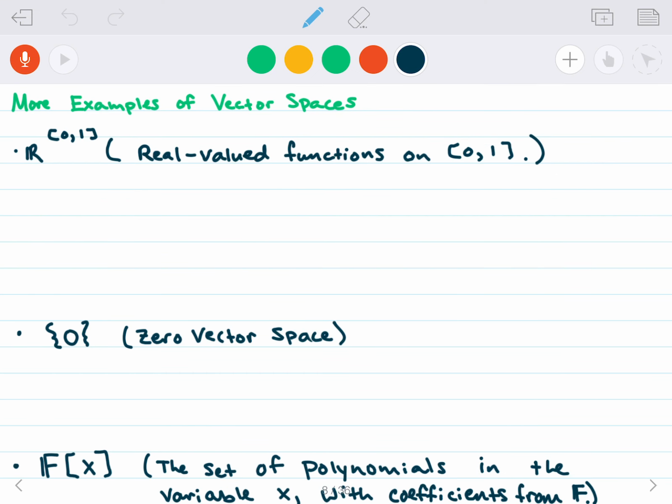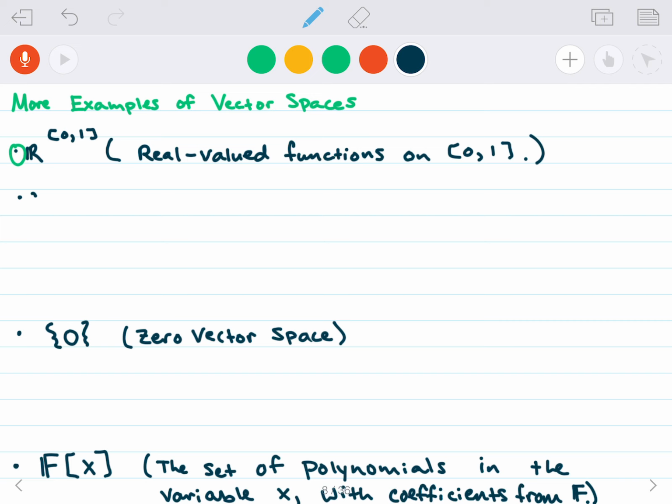So let's take a look at some more examples of vector spaces. As I mentioned, vectors don't have to be lists of numbers. This is a more interesting vector space: the set of functions that take inputs from 0 to 1 and output real numbers. So real valued functions on [0,1]. This is a vector space, and we can check a few of these axioms. I'm not going to check all of them just because that would take too long.